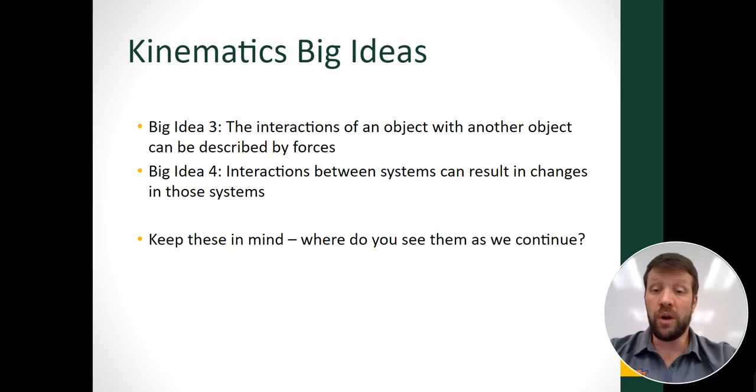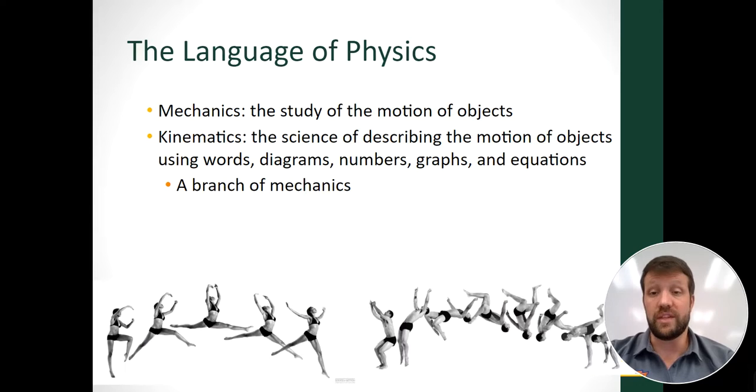And big idea 4, interactions between systems can result in changes in those systems. So as something happens, we're going to have a change in a system as far as potentially a change of a location of an object, the velocity and speed of that object. That change is going to be known as acceleration. These terms are really what we're looking at here for this unit. So keep them in mind, please, and think about where you might see them throughout, and we will revisit them at the end of these notes as well.